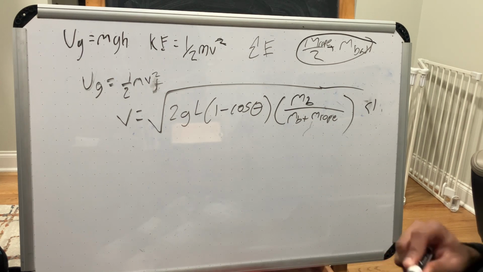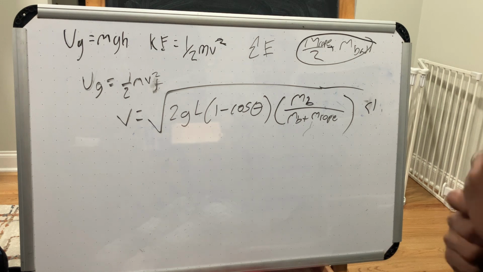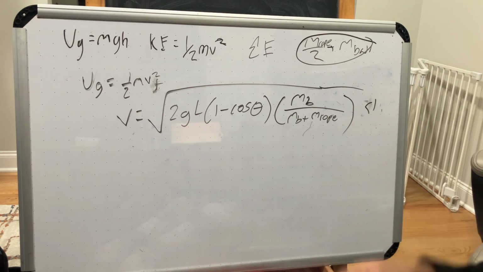So for the D part, if the mass of the rope were included, it would decrease the velocity because mass is in the denominator.